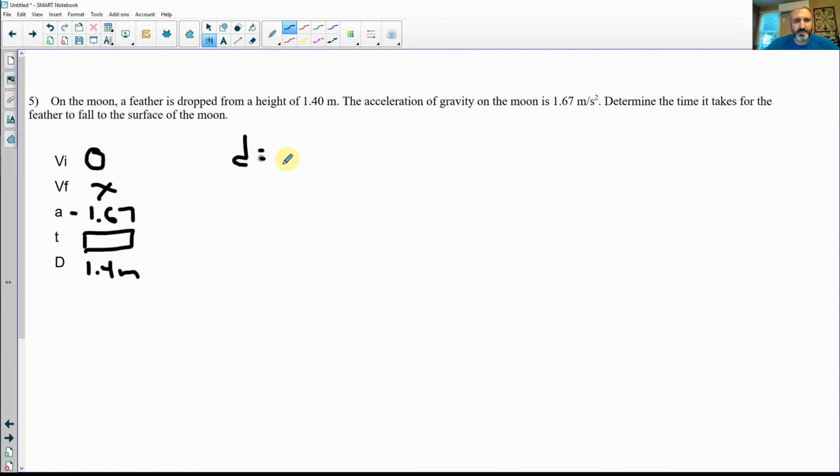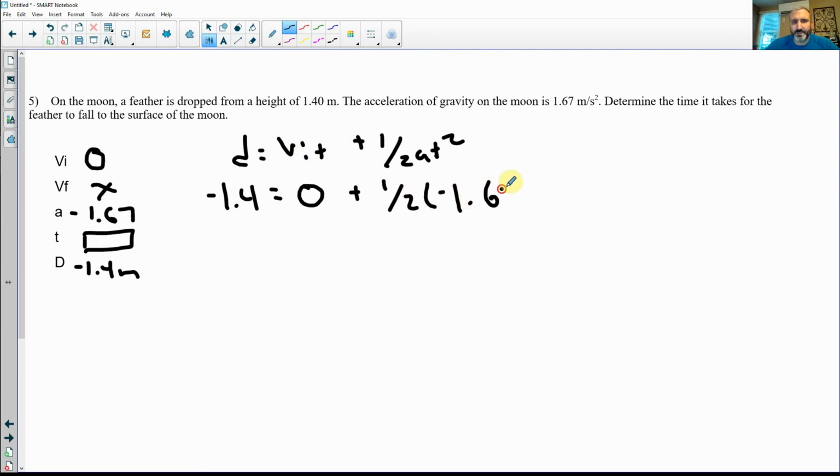I would say D equals VIT plus 1/2 AT squared. This is bleacher ball if you didn't notice. So we're dropping something, so the displacement's going to be negative. Negative 1.4 equals 0, because VI is 0, times T, plus 1/2 times negative 1.67 T squared. So 0.5 times negative 1.67 is negative 0.835 T squared.